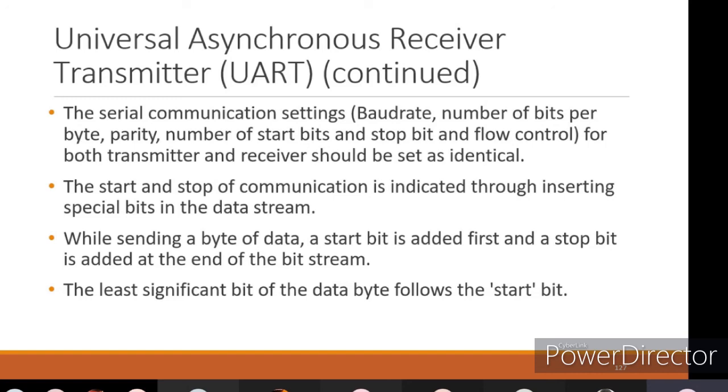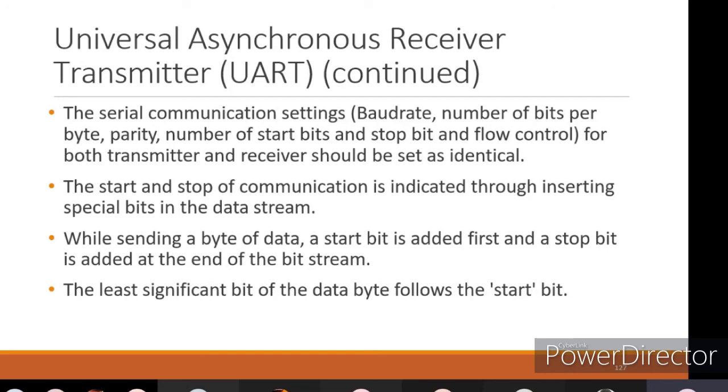If you want to transmit the data, you have to transmit from the transmitter to the receiver. The serial communication settings, that is baud rate, number of bits per byte, parity, number of start bits and stop bits, and flow control for both transmitter and receiver should be set identically. It will be set separately with respect to the two devices. The start and stop of the communication is indicated by inserting special bits in the data stream. By inserting the special bits in the data stream, you can start or stop the communication.